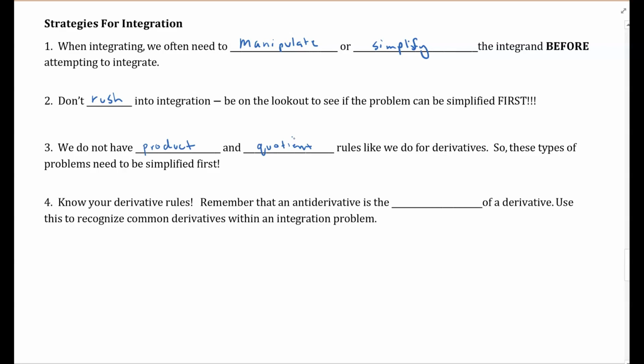We'll see some of those. Number 4, know your derivative rules. This is very, very important. I have some flashcards that I will make sure I print out and provide to you.